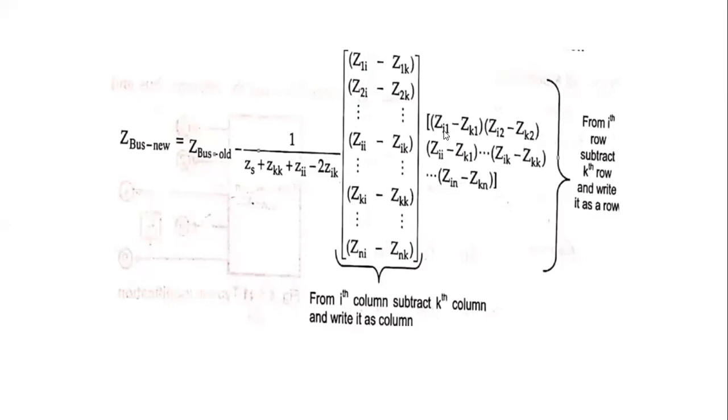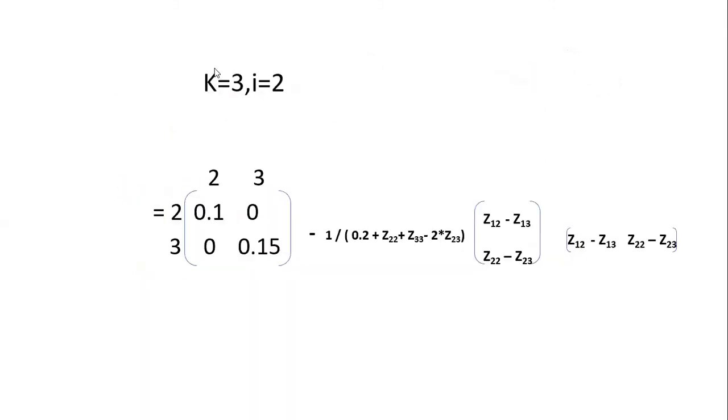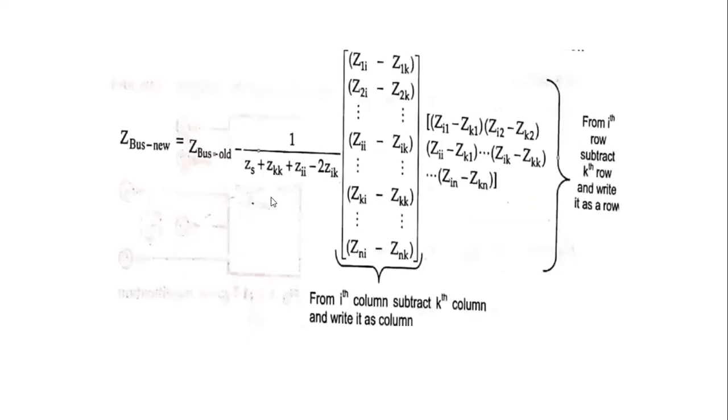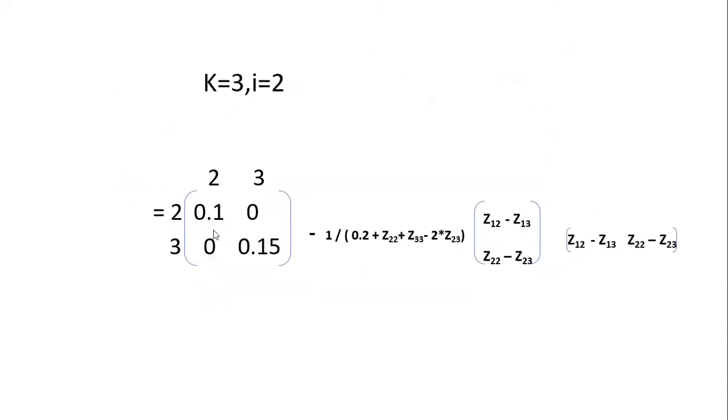Similarly, we can substitute Zi1, where I is equal to 2: Z21 minus Z31, and Z22 minus Z32. Substitute all the values in the formula that is given in the type 4 modification. After completing the type 4 modification, we obtain the Z-bus new matrix. This is the Z-bus old matrix that will be obtained after completing step 3, where I is equal to 2 and K is equal to 3.